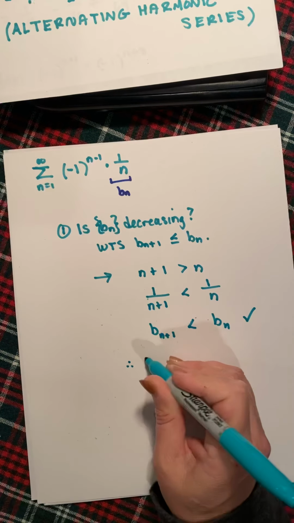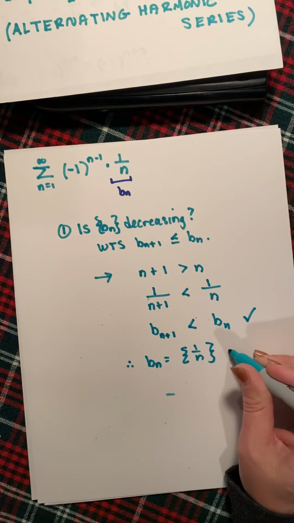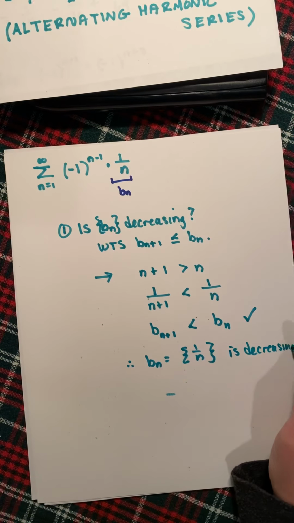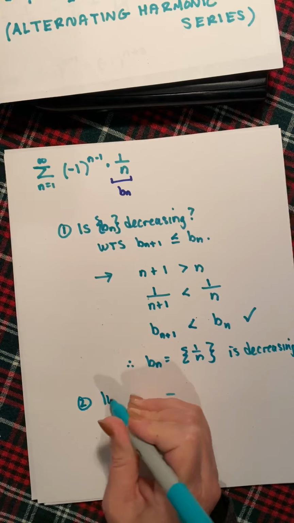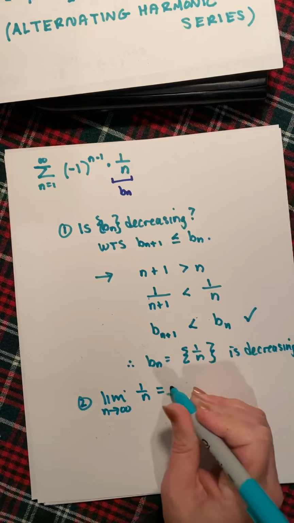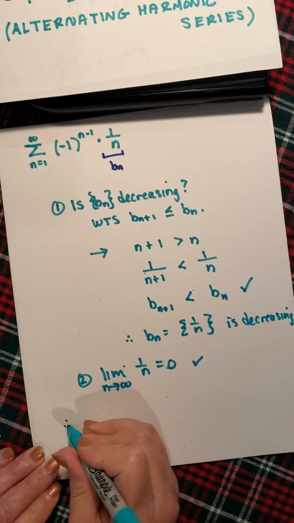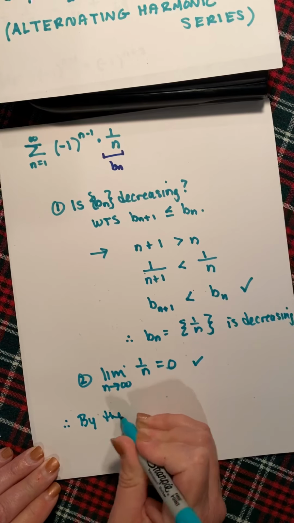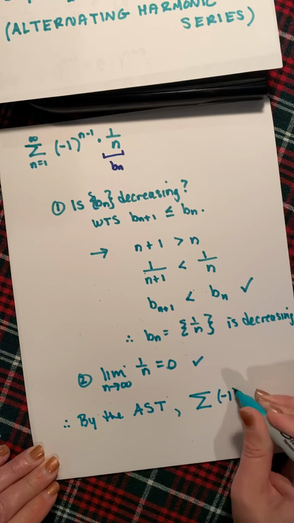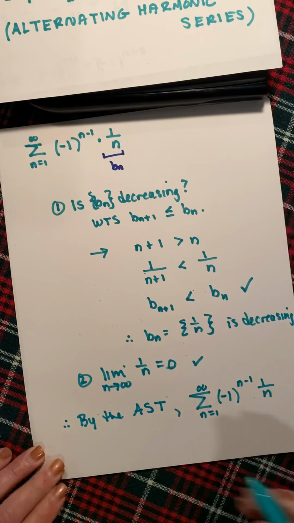So therefore, the sequence 1 over n is decreasing. And 2, the limit as n goes to infinity of 1 over n is 0. So both criteria hold. Therefore, by the alternating series test, the sum of -1 to the n minus 1 times 1 over n, from 1 to infinity, converges.